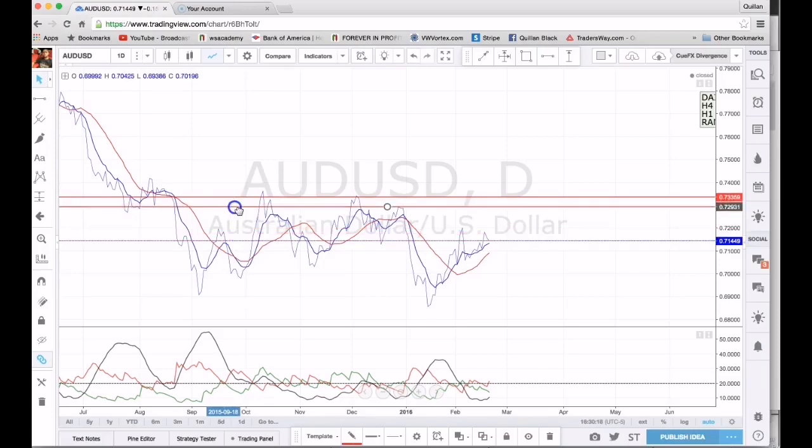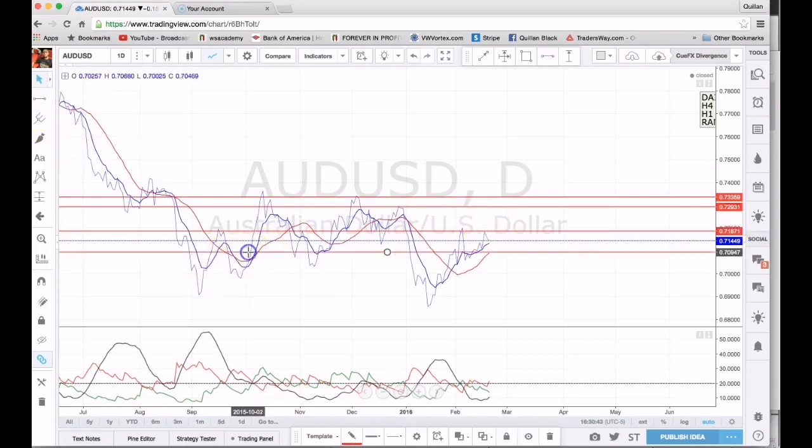Multiple areas. All right, so this line struggled right here, came down right here. You can see it touched, came up right here, struggled. So you can mark that off as a resistance level. Okay, another one right there. Touch, touch, touch, touch. Perfect.